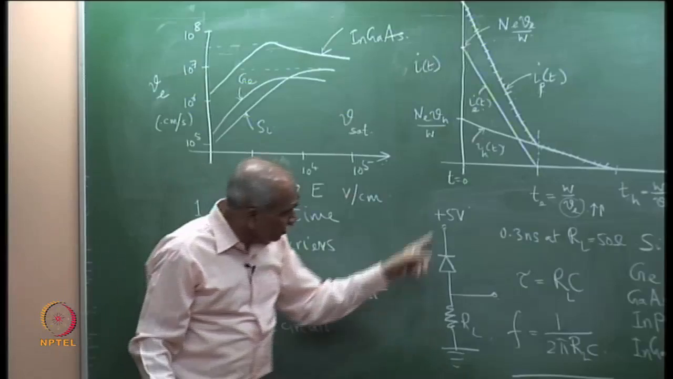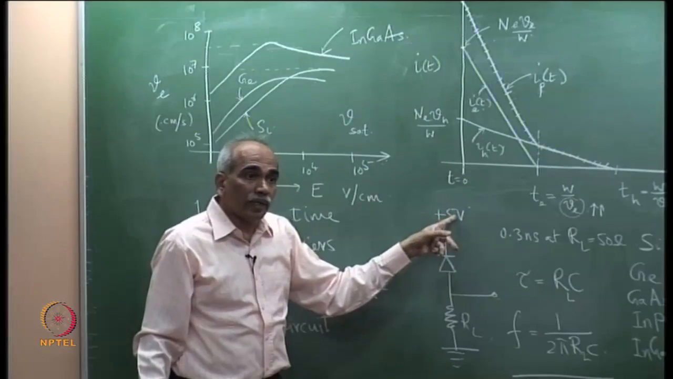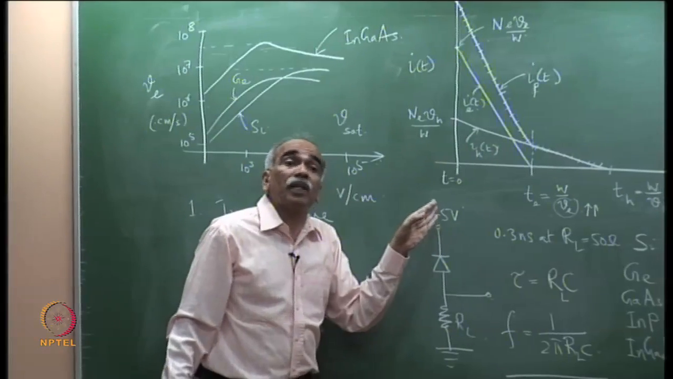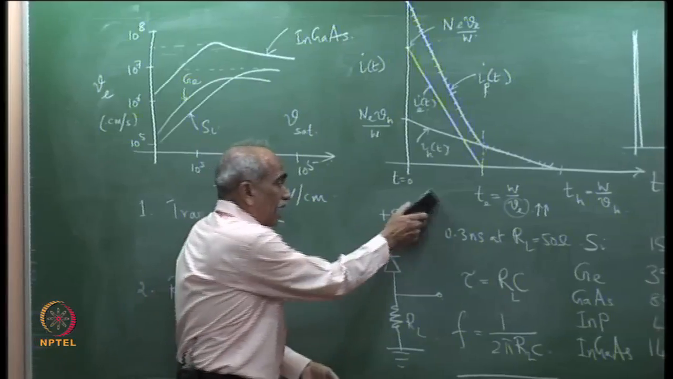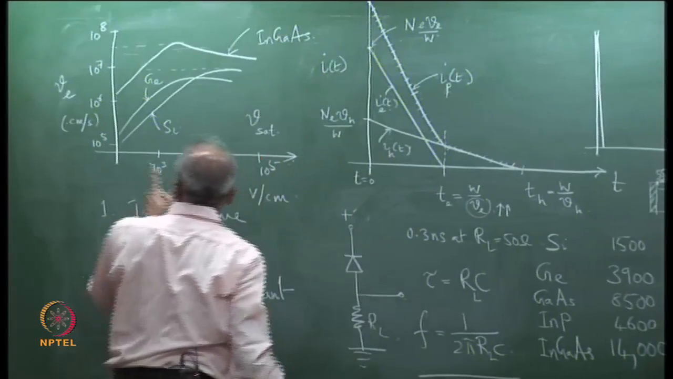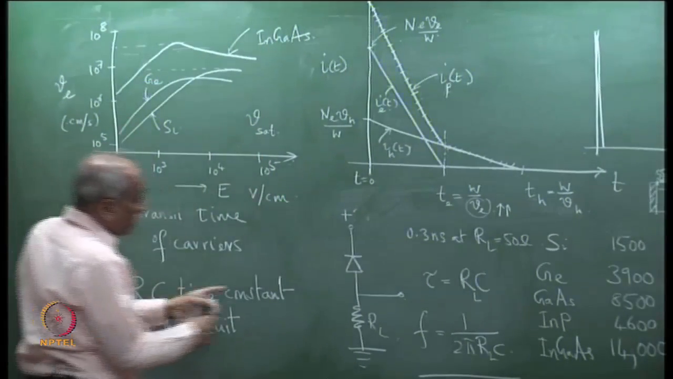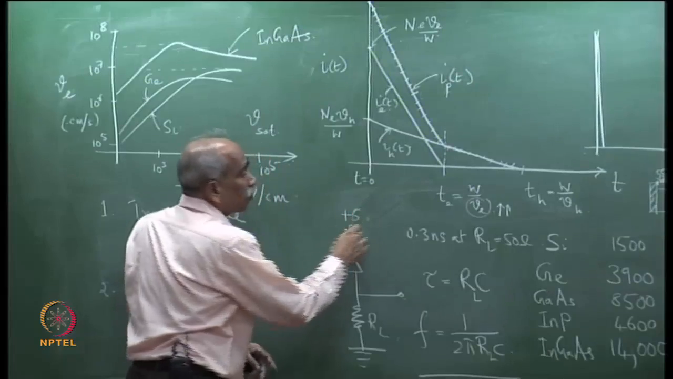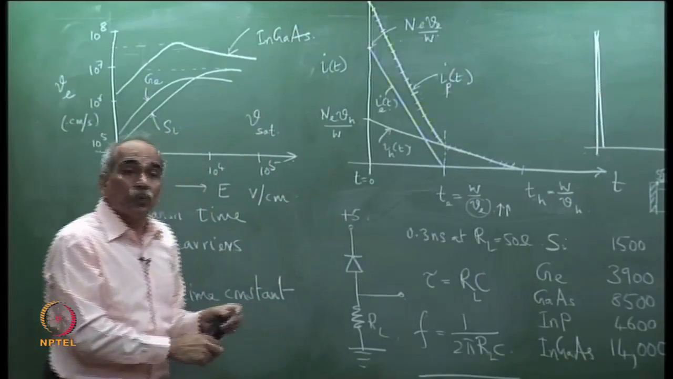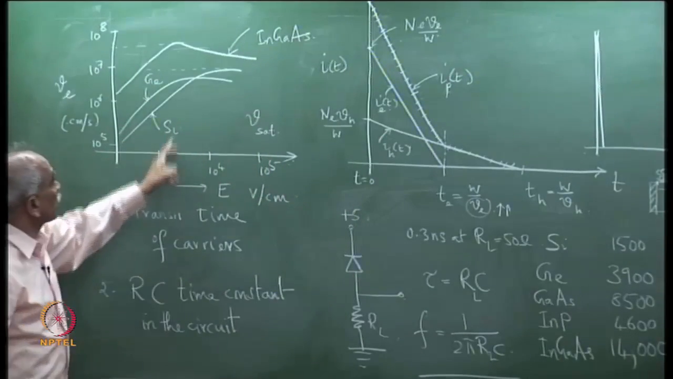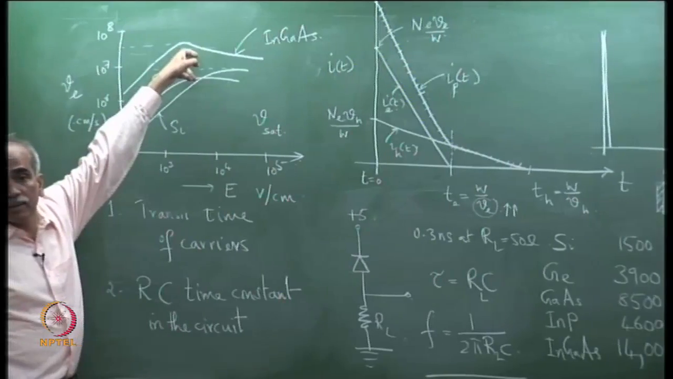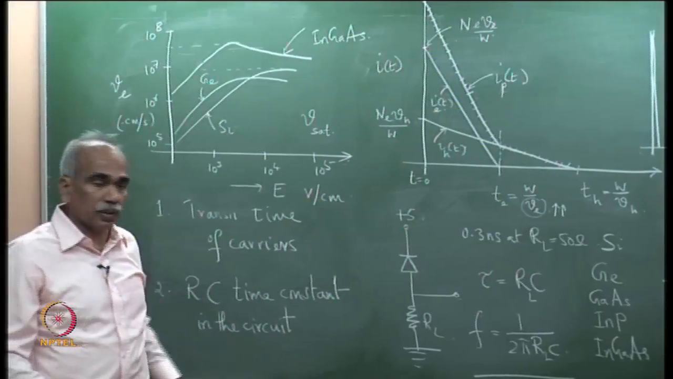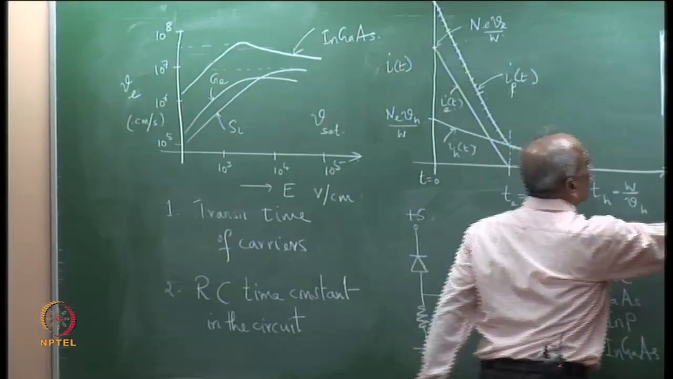So, when I have shown this plus 5 volt I have written, in some detectors you may need plus 15 volt, but I did not write 1 volt because that may not be sufficient, it may be here. Why they use plus 5 volt or plus 15 volt is to get a field which corresponds to Vsat, that is the saturated velocity. Now, where is the saturation coming?